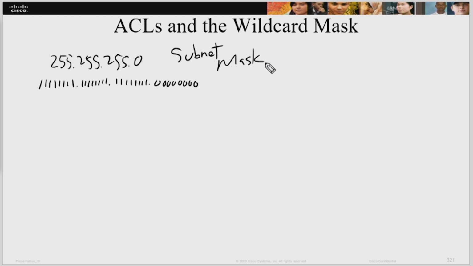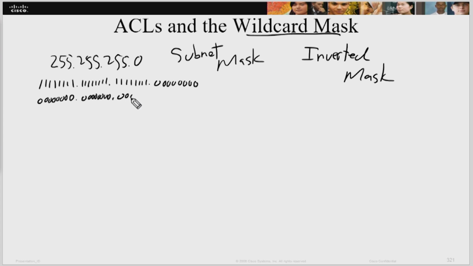In access control lists, we use what's called a wildcard mask, or also called an inverted mask. And what that means is that all the zeros are interesting and all the ones are not. So if I were to have a subnet mask of 255.255.255.0, and I wanted to use it in wildcard mask notation, wherever there's a 1, I make it a 0. Wherever there's a 0, I make it a 1.